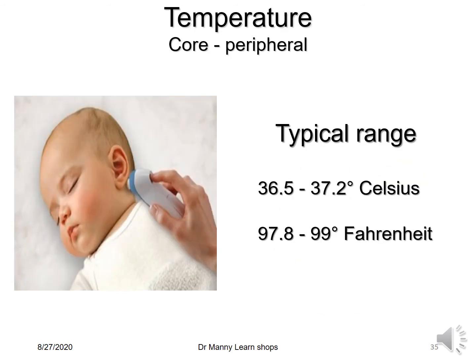So let's look at temperature. Temperature can be peripheral or it can be core. Core means internal. That's the more accurate one. And this can be taken tympanically. Typically tympanically is the way it would be taken. Rectally is peripheral. Axillary is peripheral. Orally is peripheral. But the typical range is, as indicated, 36.5 to 37.2 Celsius or 97.8 to 99 degrees Fahrenheit.